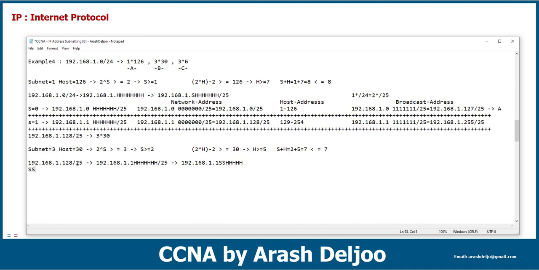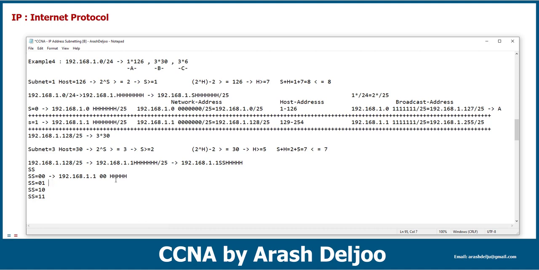SS should be used for creating different subnets. SS can be 00, SS can be 01, SS can be 10, and after that SS can be 11. That's it. Let me write 192.168.1. The first value is fixed. Then for subnet we can use 00, and now we have 5 bits of host.